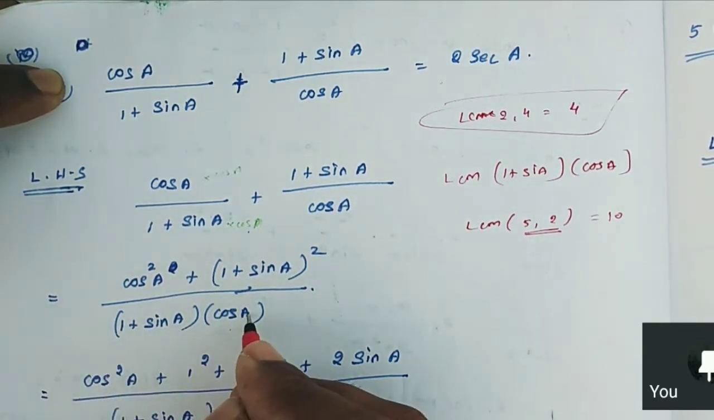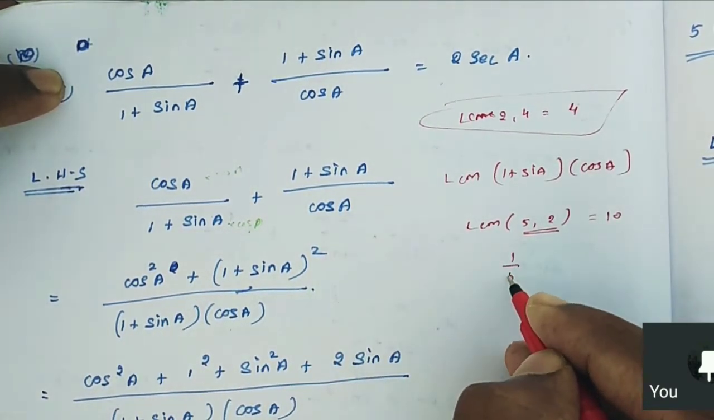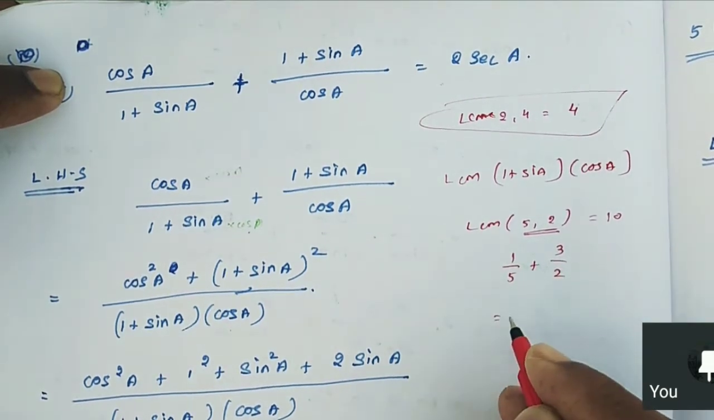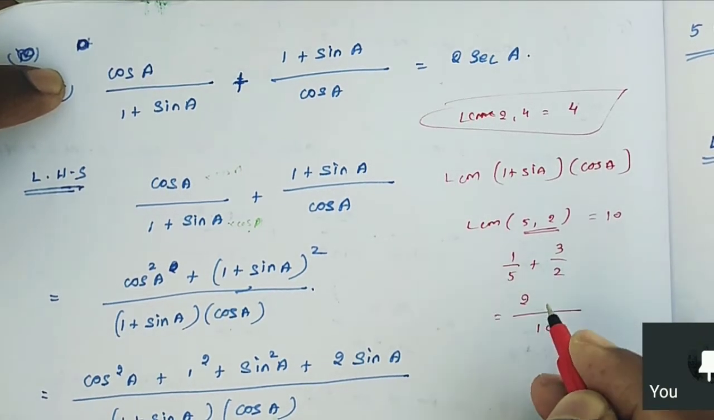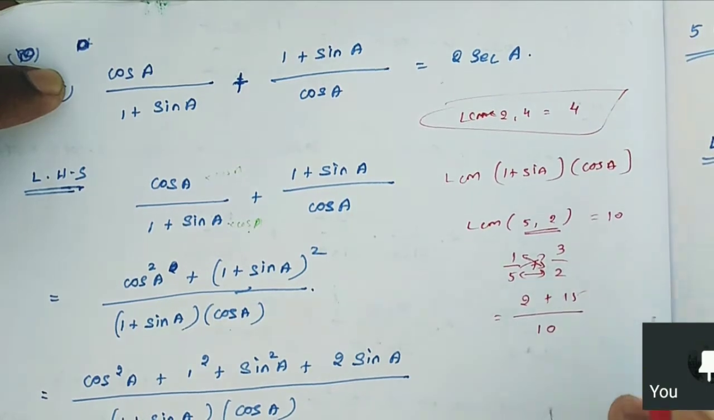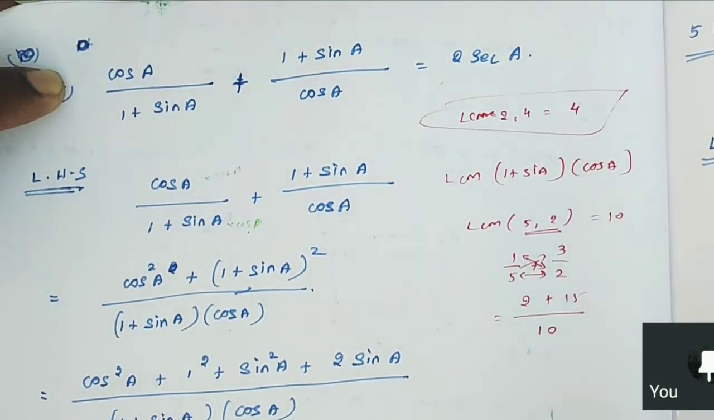Now let us try the LCM. Next, for example, 1 by 5 plus 3 by 2. Now what are you supposed to do? How will you solve this problem? We should multiply 5 into 2, 10. 1 2s are 2, 5 3s are 15, right? We can go with cross multiplication also. This is one more method of LCM, right? We should multiply the denominators and cross multiply.